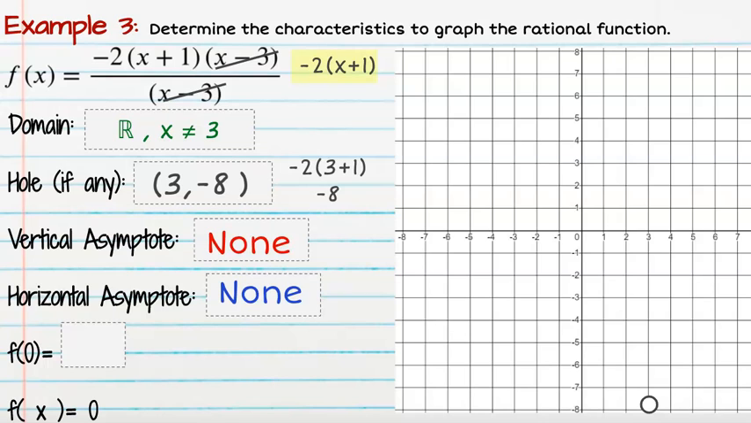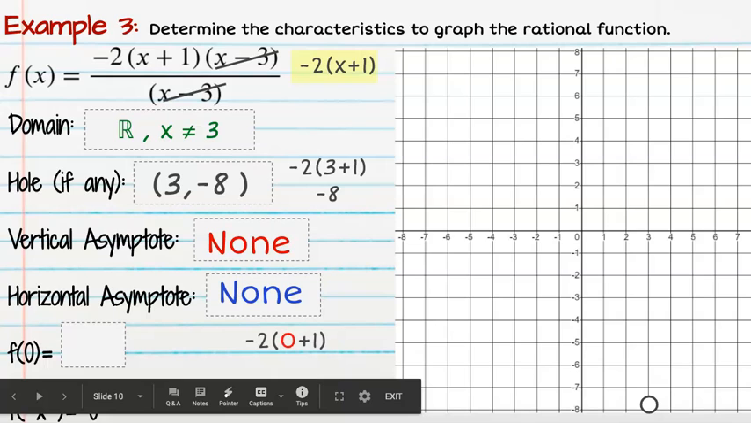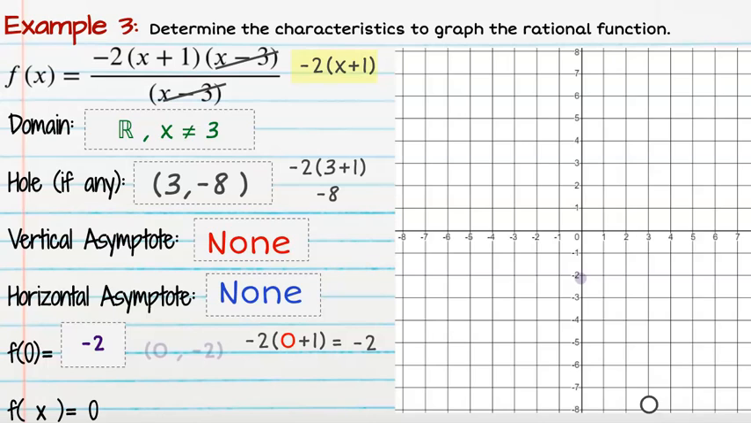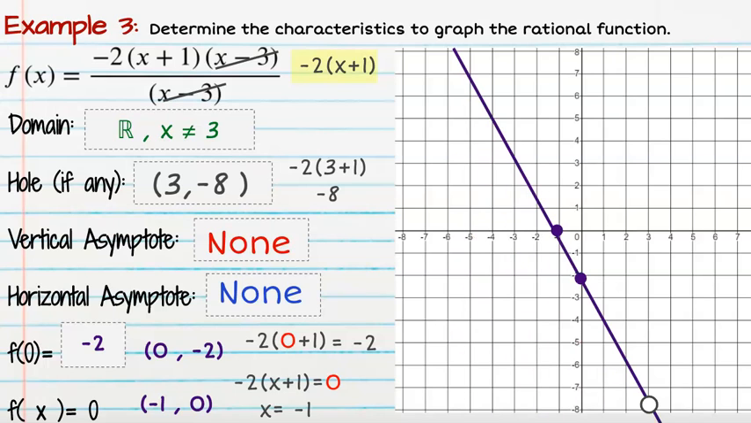Finally, we have our intercepts. Let's substitute in 0 for x. So we have a y-intercept of 0, negative 2. And finally, we can set the function equal to 0 to find the x-intercept. Negative 1, 0. Notice when we graph this function, and because of the lack of asymptotes, we ended up with a linear function, but the linear function has a hole.